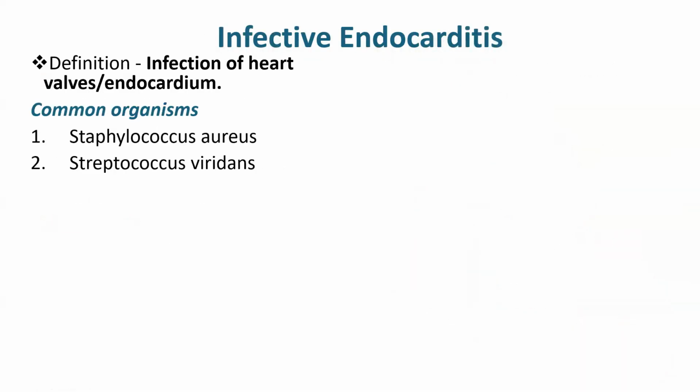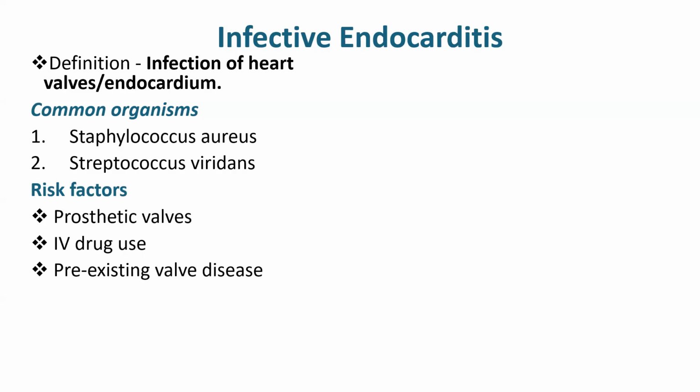So infective endocarditis now is what you're talking about. This is an infection of the heart valves and endocardium, as we talked earlier. Common organisms of infective endocarditis are Staphylococcus aureus and Streptococcus viridans. That's a good example of organisms that cause infective endocarditis.